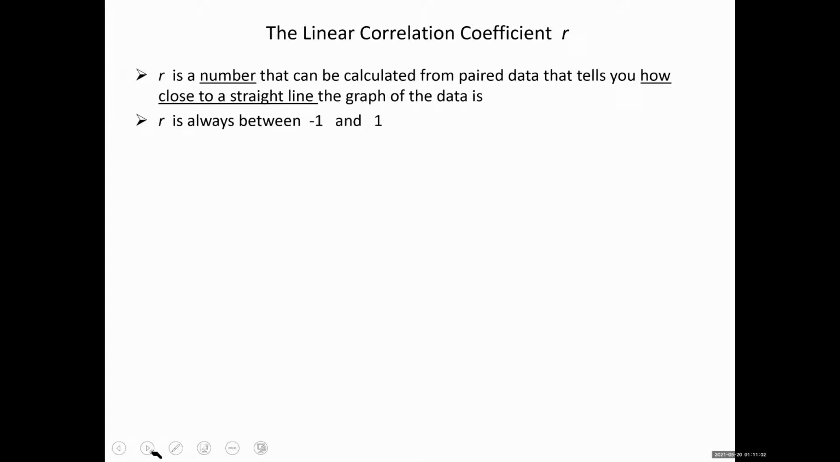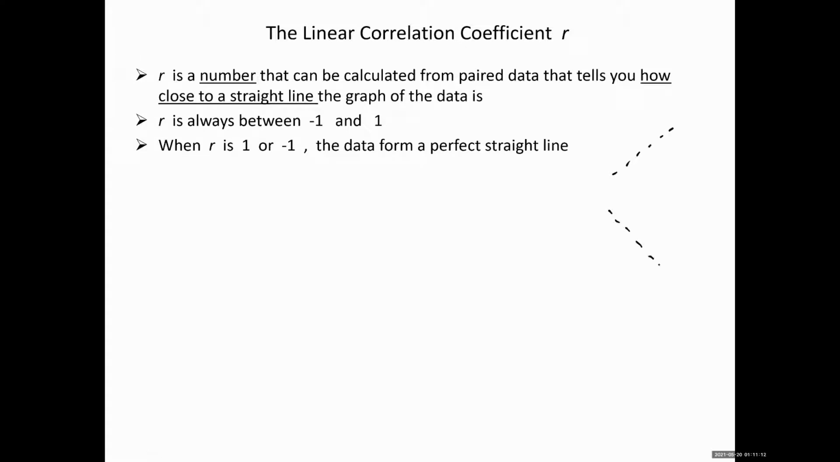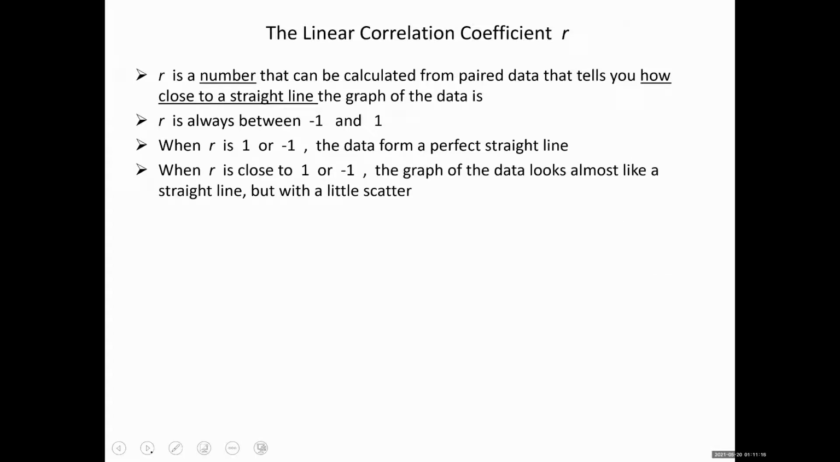It's always going to be between -1 and 1. If it's 1 or -1, the data is going to form a perfect straight line. If it's 1, it's going to be a perfect straight line going upward. If it's -1, it's going to be a perfect straight line going downward. If it's close to 1 or -1, the data is going to look almost like a straight line, but a little scattered. So R close to 1 will look something like that. The data is going to go up and look somewhat close to a line, but with a little bit of scatter. If R is close to -1, but not exactly -1, it's going to look like this, where the dots are trending downward and it doesn't exactly look like a straight line, but pretty close.